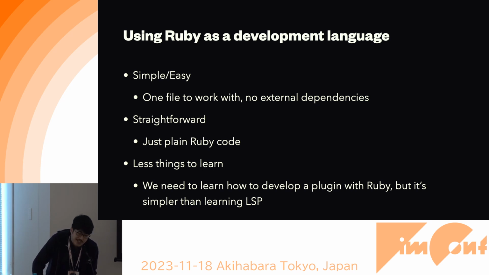Although abstract syntax tree is somewhat special, it's straightforward for me at least. Writing Lua or Vim script to parse Ruby code should be so difficult. In contrast, it's so easy to parse Ruby code with Ruby. And there are fewer things to learn. We needed to learn how to develop a plugin with Ruby. It's not free. Like, I paid some cost, time, to learn how to develop a plugin with Ruby, but it's simpler than learning LSP, I believe.